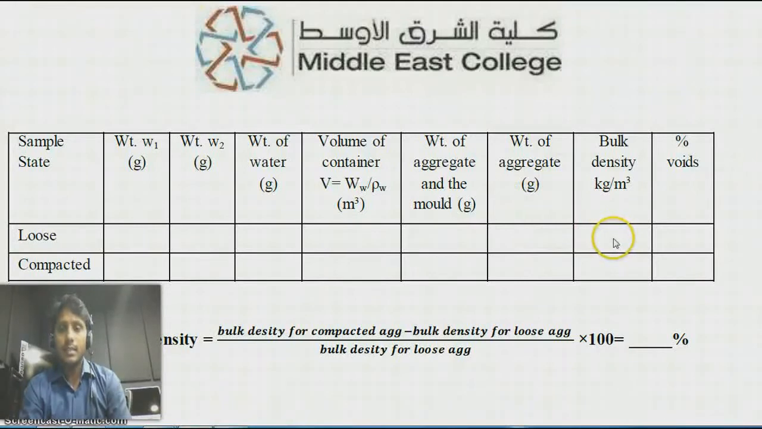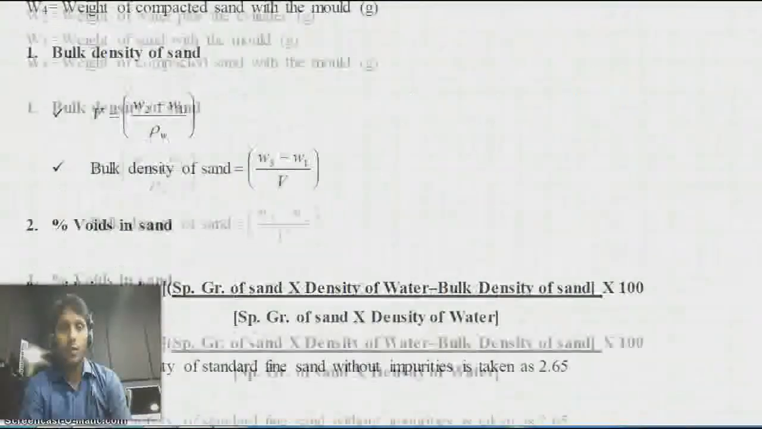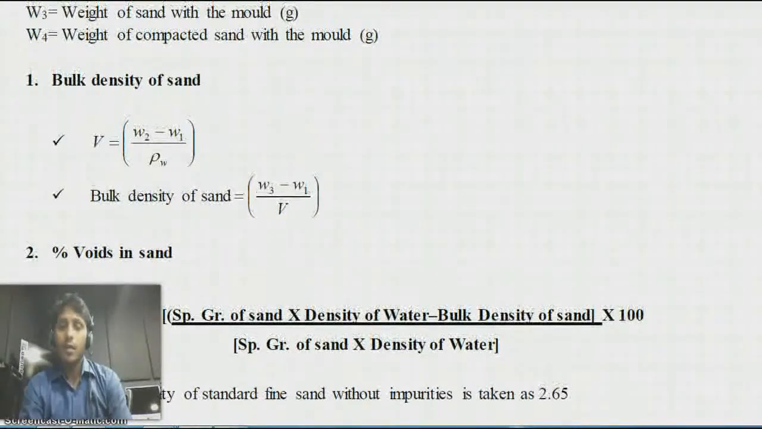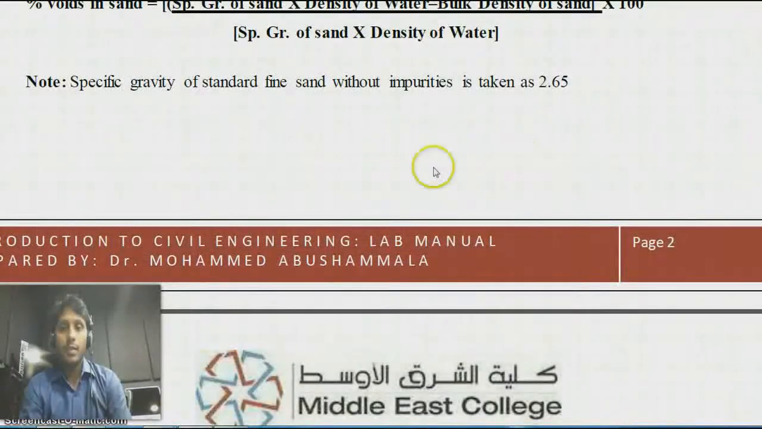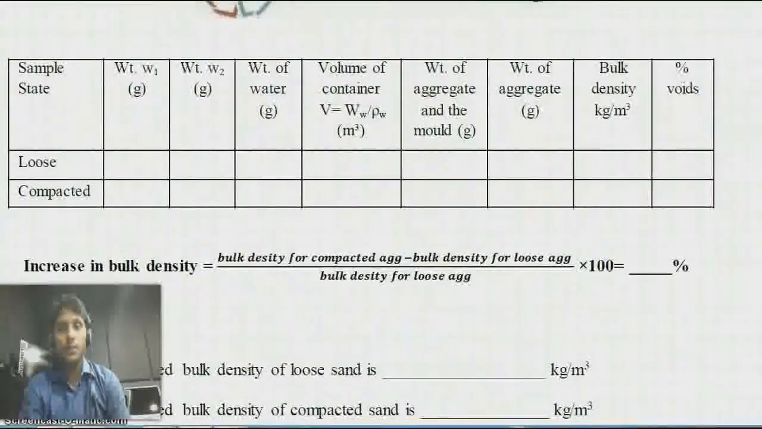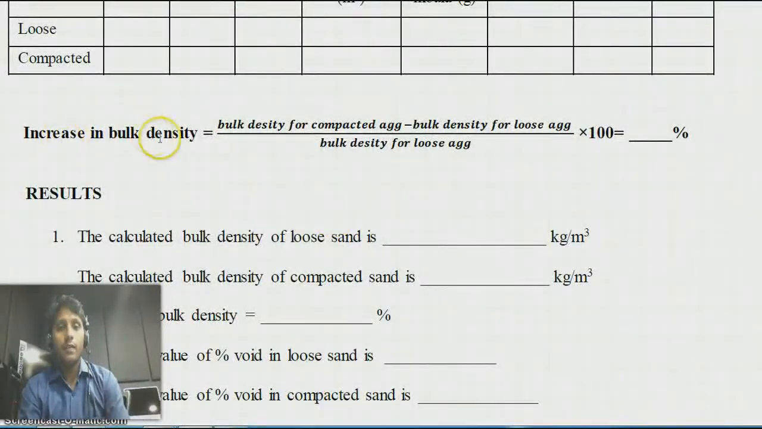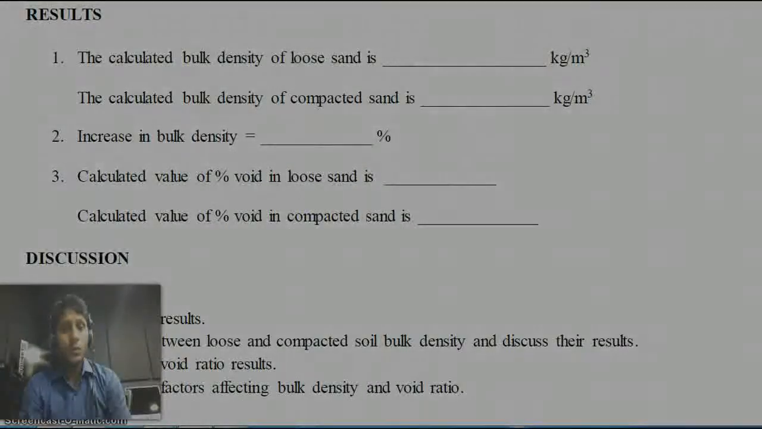So calculate bulk density. Then calculate percentage voids. For everything you have a formula for how to calculate bulk density of sand and voids in sand. In this example we are going to take specific gravity as 2.65. It's a standard value. Finally you will find out the increase in bulk density: bulk density for compacted aggregate minus bulk density for loose aggregate, over bulk density for loose aggregate, multiplied by 100. So these are the results and these are the discussions. Now we'll go with the video.